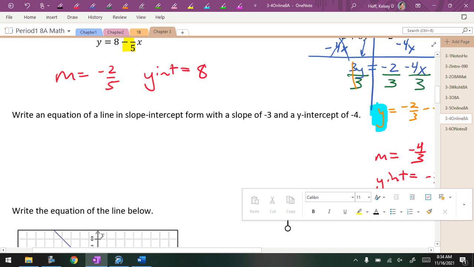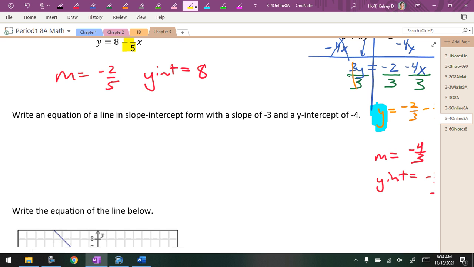Okay, here's another one for you now. Let's go the other way. Write an equation of a line in slope-intercept form. If I tell you the slope is negative 3, and I tell you the y-intercept is negative 4. So this time I'm giving you the information. This is your slope. This is your y-intercept.